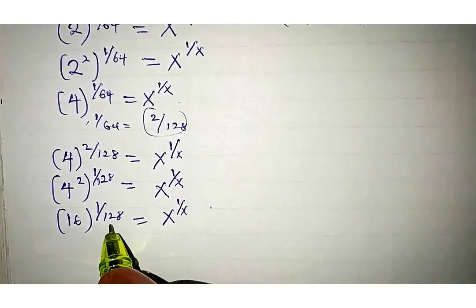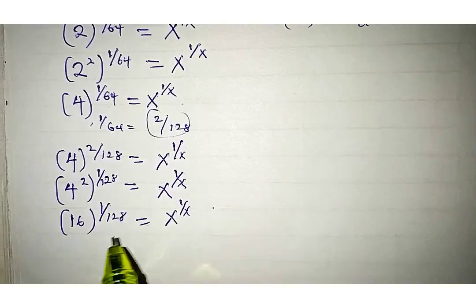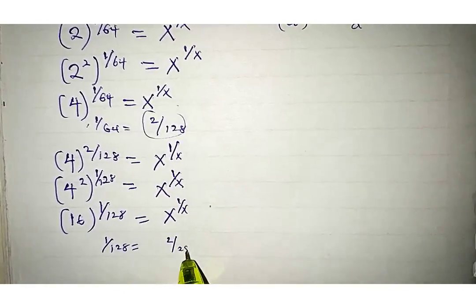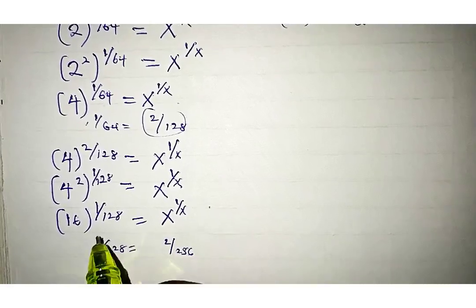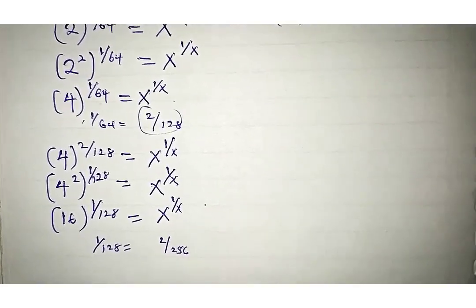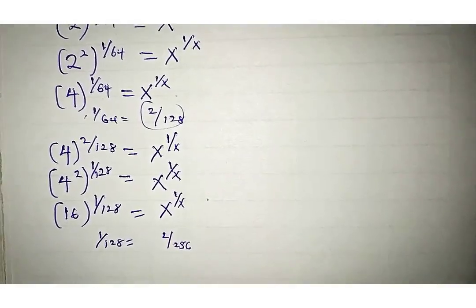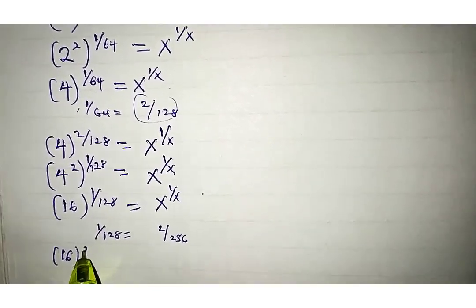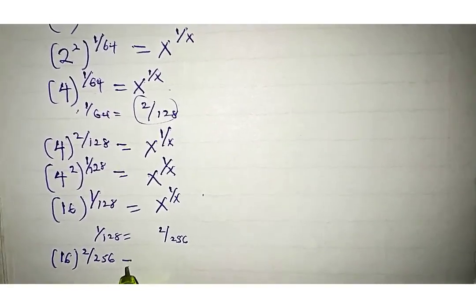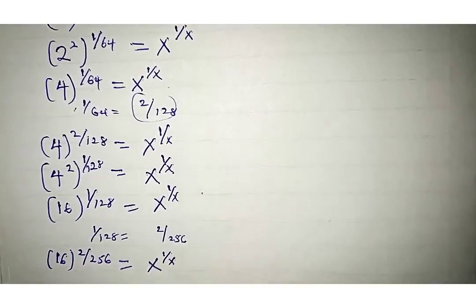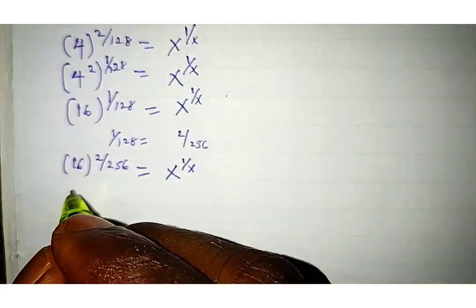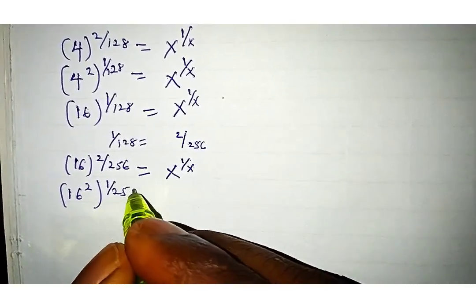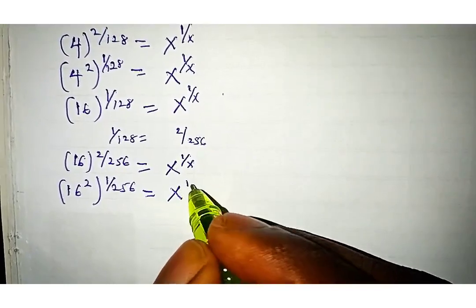But 16 is not the same thing as 128, is it? So we proceed. Remember, 1 all over 128 is the same thing as 2 all over 256. So that when you reduce this, it comes back to this. So we haven't really changed anything logically, or let me say mathematically, you understand? So the next thing we have to do is plug this in this stead. So we're going to have 16 to the power of 2 all over 256 is equal to x to the power of 1 all over x. Now, just like we did earlier, this is going to be the same thing as 16 squared into 1 all over 256. And this is the same thing as x to the power of 1 all over x.